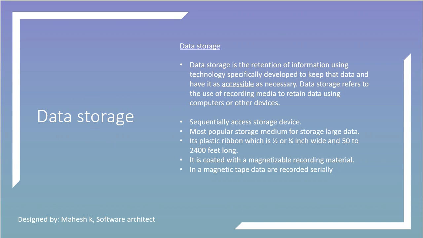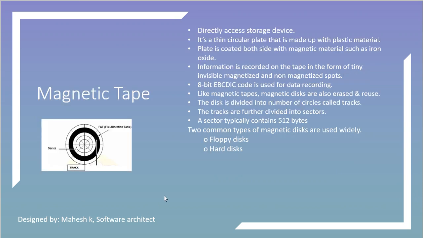Okay, so the first one is magnetic tape. What is magnetic tape? You can see the screen, how the magnetic tape looks like. So it's having some tracks, sectors and FAT allocation. FAT is the file allocation table. Okay, so directly access storage device, this is called directly access. So we will plug this into the system and we can directly access this data in the system.